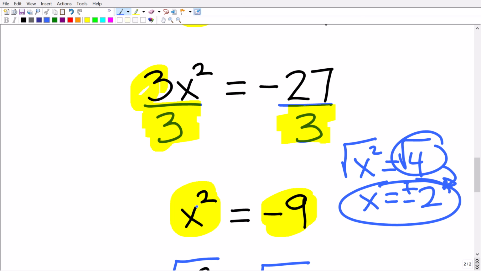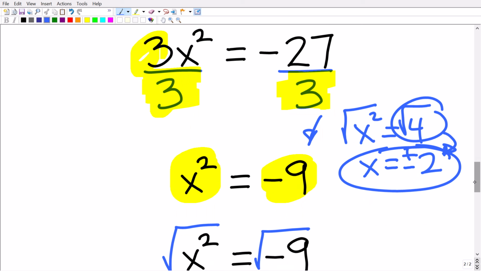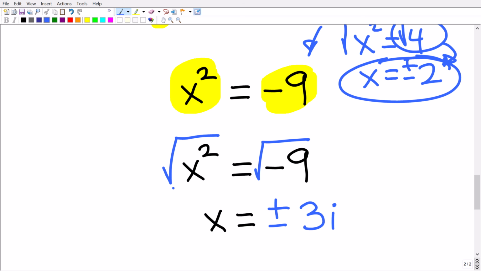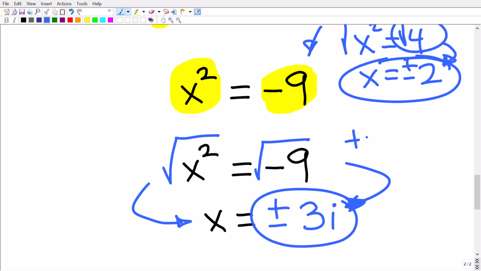Here we have x squared is equal to negative 9. Of course, we've got to be really careful here because we have a negative number. When we take the square root of both sides, we're going to end up with this. The square root of x squared is x, and the square root of negative 9 is positive and negative 3i. These are our two solutions: a positive 3i and a negative 3i. So we have two imaginary numbers as the solution to this quadratic equation.